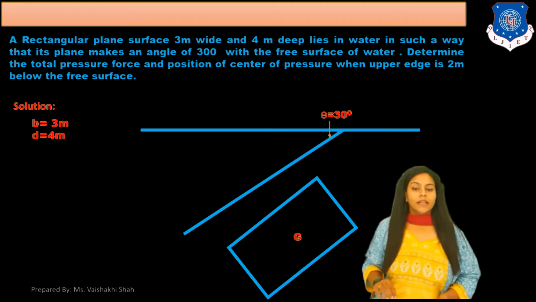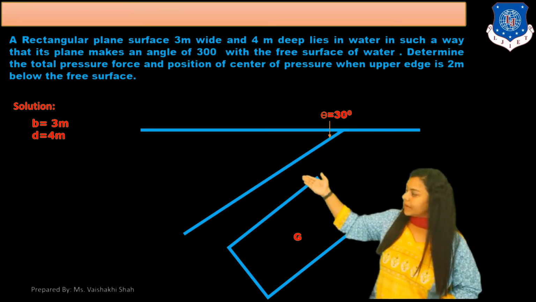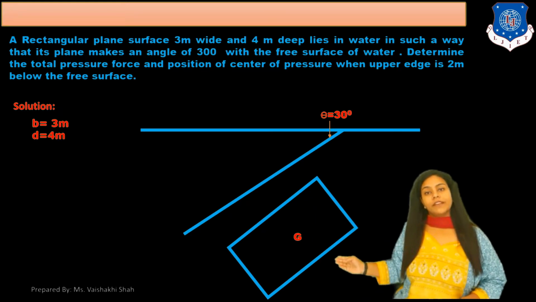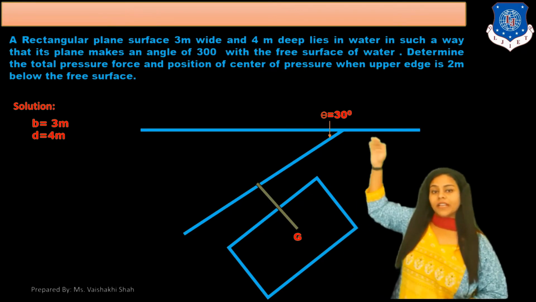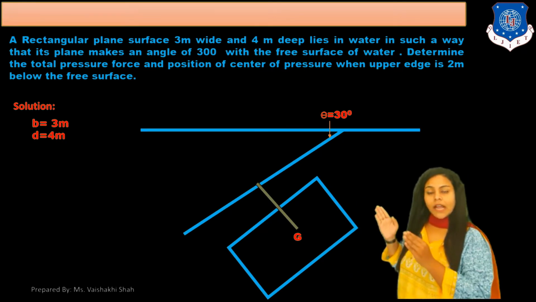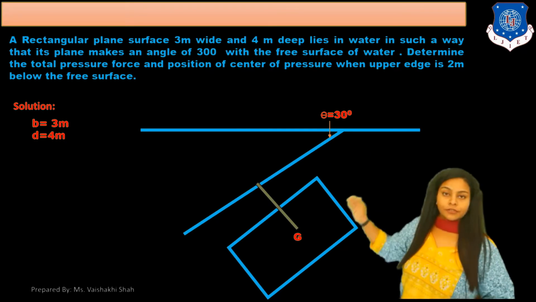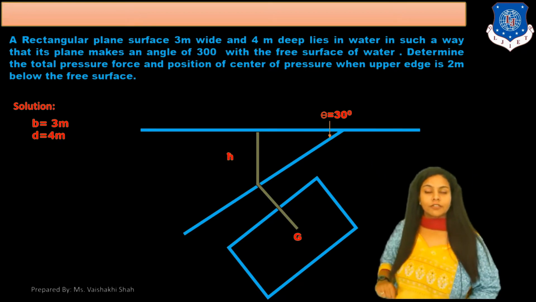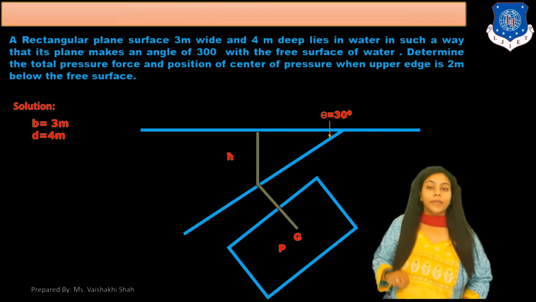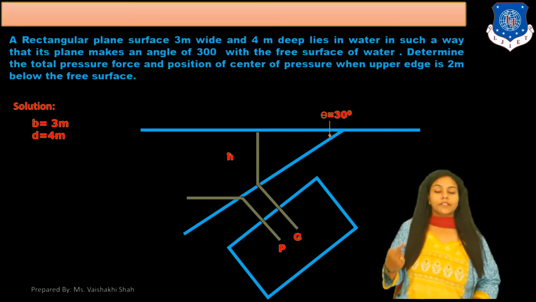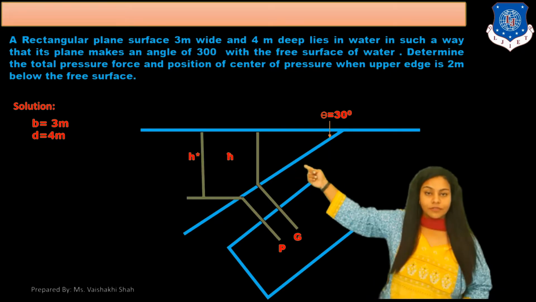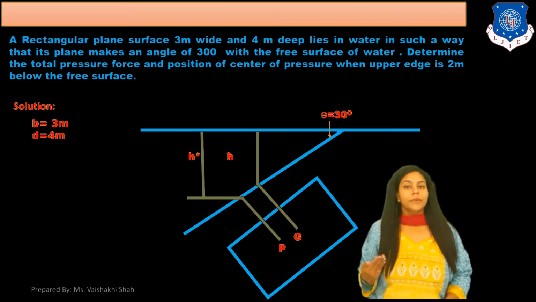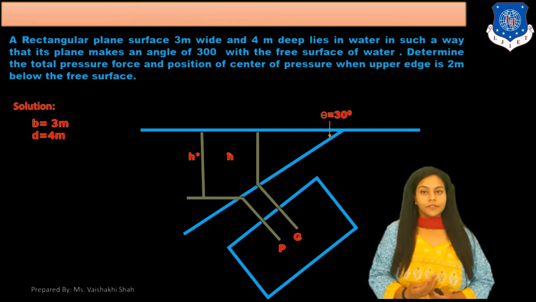Now, as we know, B is 3 meter and the depth is 4 meter. G is the center of gravity, and the distance from the free surface, taking the projection here, to the center of gravity is h bar. So this distance is your h bar. The another point is P, and the distance from the free surface to P is h star. So that distance is your h star. Here in this case you have to find the total pressure force and location of center of pressure.